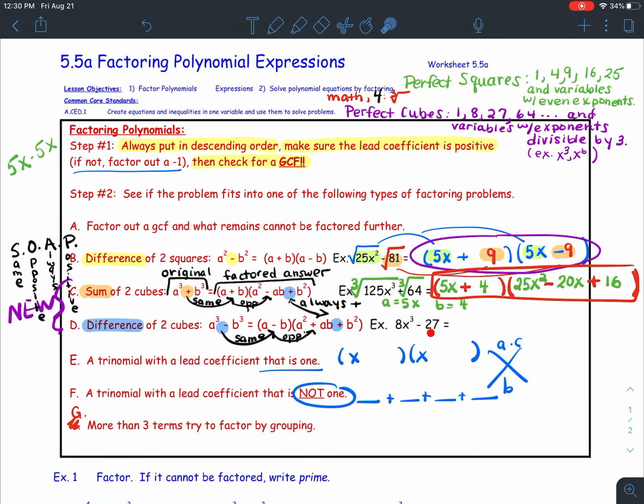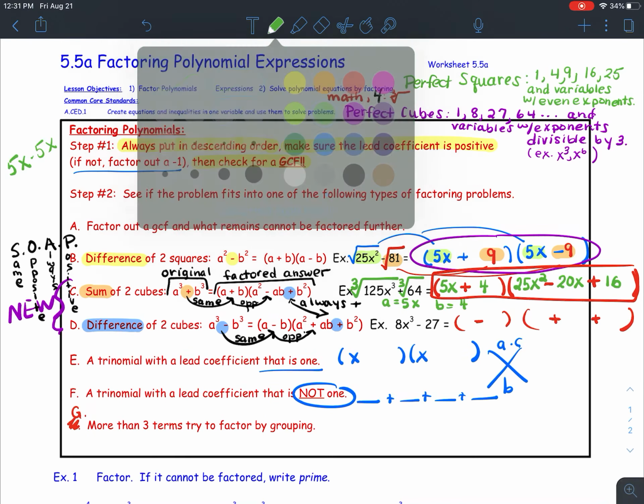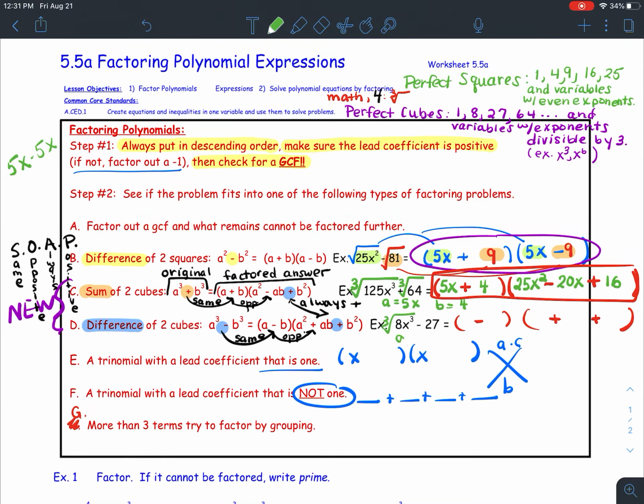Okay, so let's go ahead. We'll do this next one a little bit faster here. Our example is 8x cubed minus 27. That's why this is a difference. 8 and 27 both classify as being perfect cubes, and so does an x cubed there. So I'm going to set up binomial, trinomial. I'm going to fill in my signs. S in SOAP, same. This will be subtraction. O, opposite. AP, always positive.